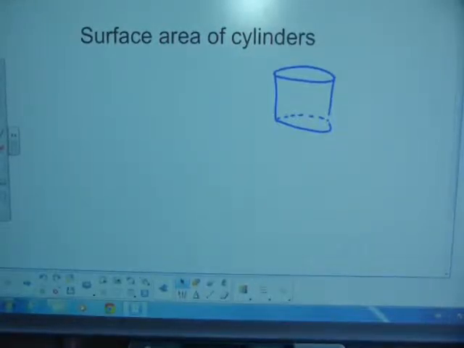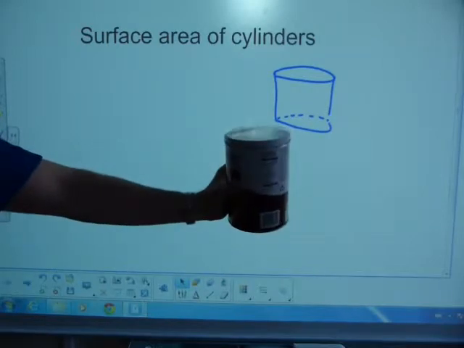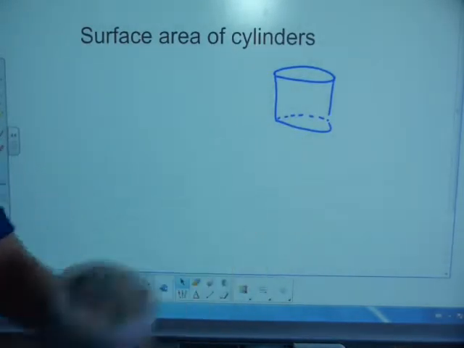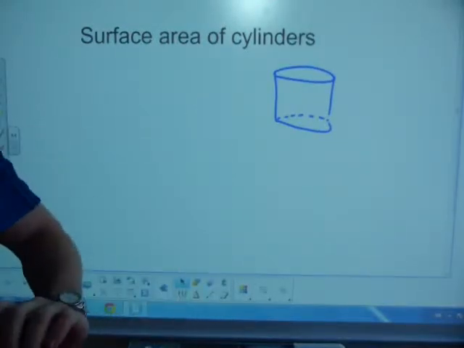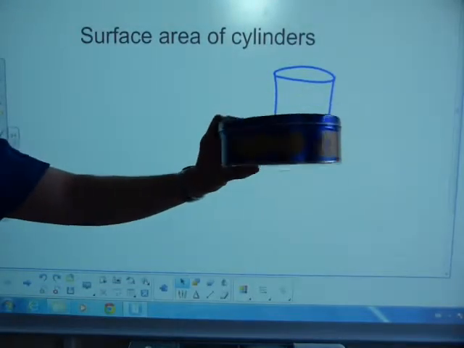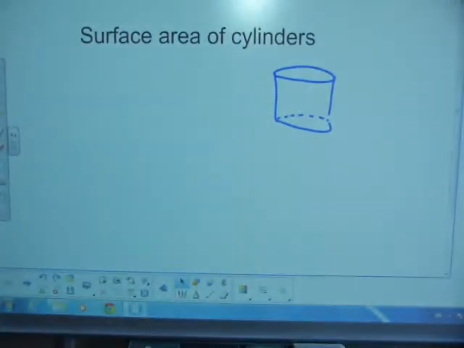So let's calculate the surface area of cylinders. There's a picture of a cylinder, and I have a couple of cylinders here to show you. Some of them fit the camera here. How about this one? A cookie jar. The cylinders don't necessarily need to be that tall and not wide. How about this kind of cookie jar? It's a lot wider and it's a lot shorter.